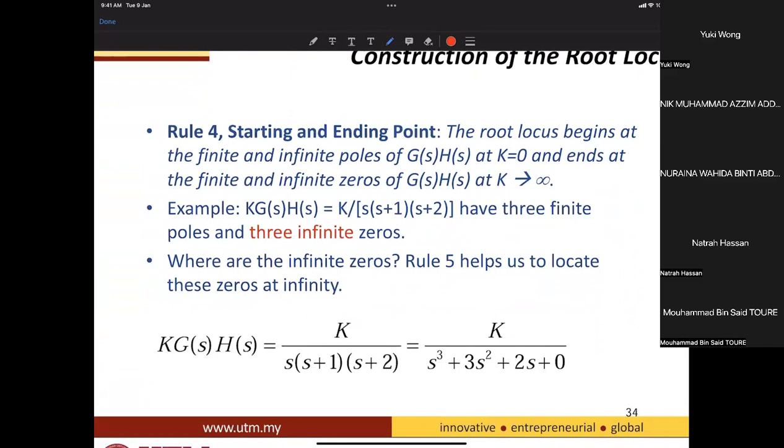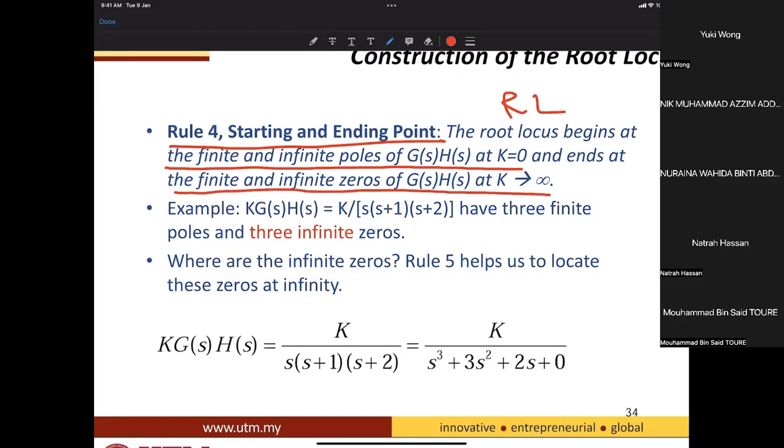Alhamdulillah. Rule number 4 is starting and ending point. So the root locus begins at the finite and infinite poles of G(s)H(s) at K equal to 0 and ends at the finite and infinite zeros as K goes towards infinity. For example, if you have this open loop transfer function, usually root locus we plot based on the open loop transfer function, then we plot the RL. Not closed loop, open loop.